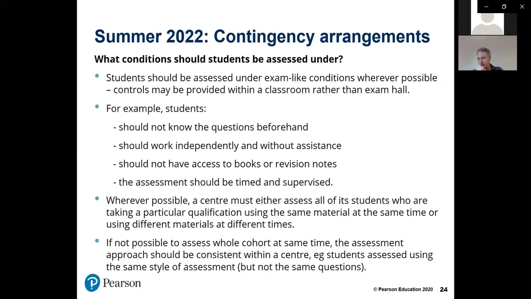The other thing to say here is that the centre needs to assess all of its students at the same time on a particular qualification using the same materials. Or if you can't do that because students are off ill, isolating, what have you, you would need to make sure you're using different materials with those students and do it at different times. It makes the assessments fairer, because the students that have done it at a different time would need different materials so that they're not able to know the assessments, and it would be less predictable. Maintain some consistency across.